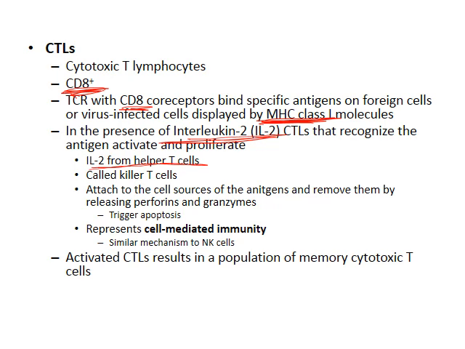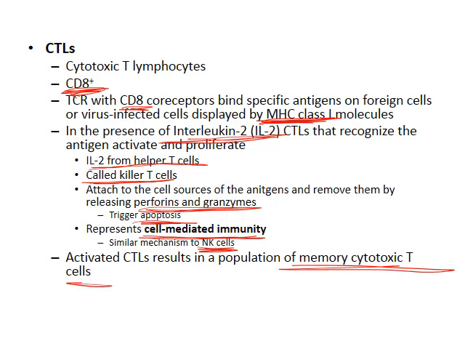IL-2 comes from helper T cells, and the cytotoxic T cells are called killer T cells at this point, once they activate. They attach to the cell surface and remove the antigens and release perforins and granzymes, which are going to cause apoptosis again. This is our cell-mediated immunity, very similar to our NK cells, if you remember. And once these guys are activated, some of them stay on as memory cytotoxic T cells.